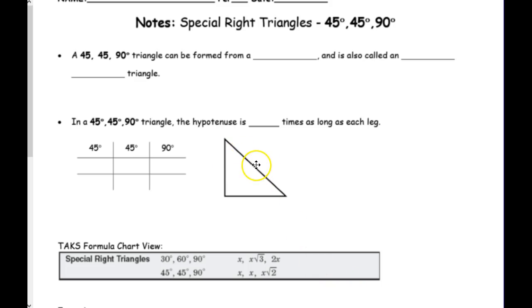Here we go. 45, 45, 90 triangle. This is a special right triangle. Guess what the three angles of a 45, 45, 90 are? There's one right angle. So it's called a 45, 45, 90. Guess what the three angles are? If the name of the triangle is 45, 45, 90, what do you think the three angles are?